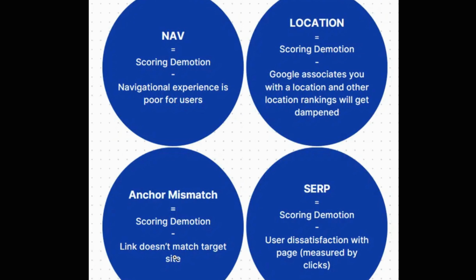Anchor mismatch. The link doesn't match the target site. So if you don't have good anchor text for your backlinks, then this is a scoring demotion that you could end up getting. And user dissatisfaction. This is just not getting that many clicks in the search engine results pages, which is why we write our titles to be clickable and to include keywords.